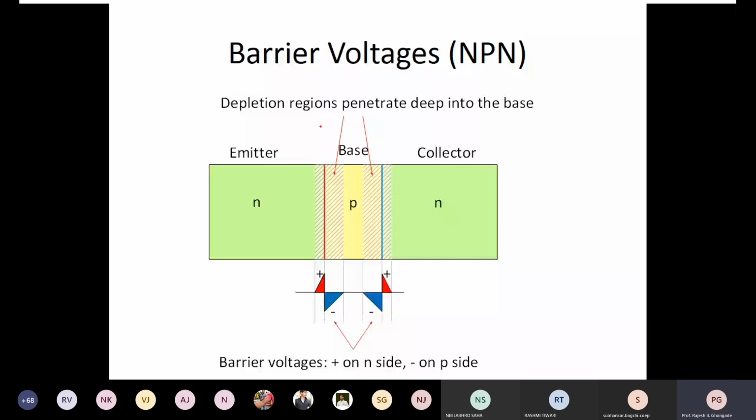So now we have two barrier potentials here corresponding to these two junctions. I'll call this the emitter junction JE, and I'll call this the collector junction JC. So we have two junctions. Now, why aren't they symmetrical? You see, this is asymmetrical. Why is that so?